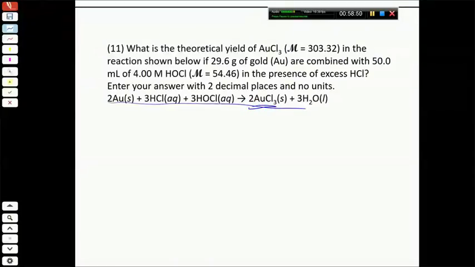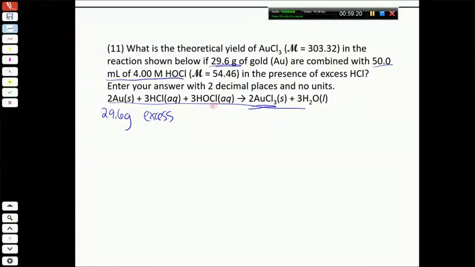So what we have to recognize here is that in this problem we're given the amounts of 2 reactants. We're telling you that we have 29.6 grams of gold, and we're also telling you that we have 50 milliliters of this HOCl solution. So whenever we have amounts for 2 or more reactants, we have to determine which of those is a limiting reactant, and there's no way around that. Here we're told that we have 29.6 grams of gold. We're told that HCl is in excess, so we don't have to worry about the amount of that.